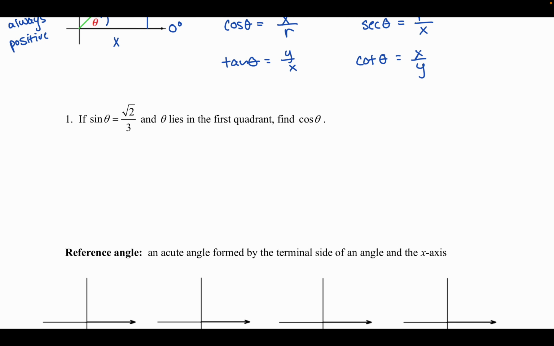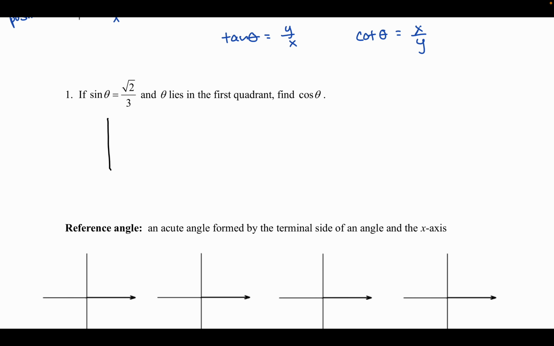We're going to look at how you can use a coordinate plane if you're given sine. Here I'm given sine. Let's figure out, if theta lies in the first quadrant, what is cosine of theta? Here we're going to have our little coordinate plane. Sine theta is square root of 2 over 3. That means that square root of 2 is my y value, and 3 is my radius value. And I need to figure out what x is.